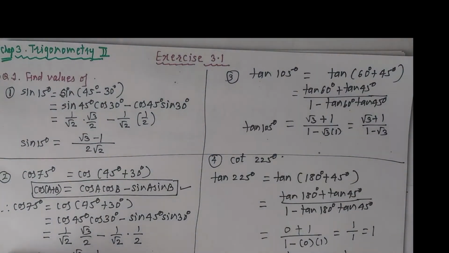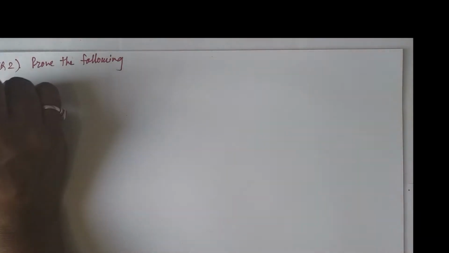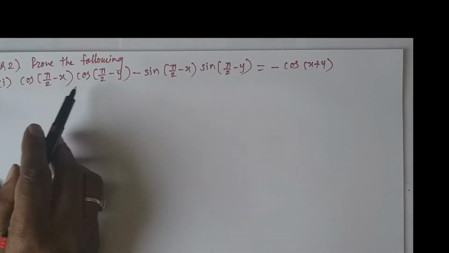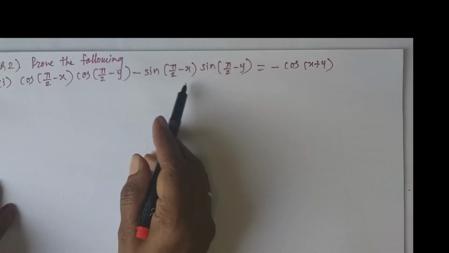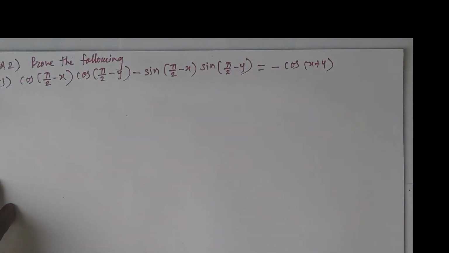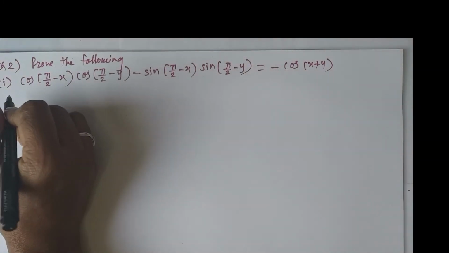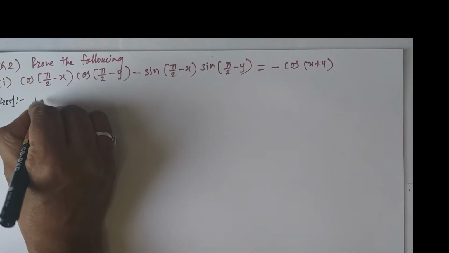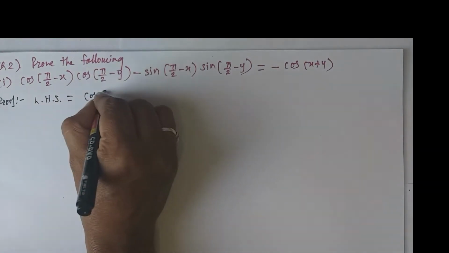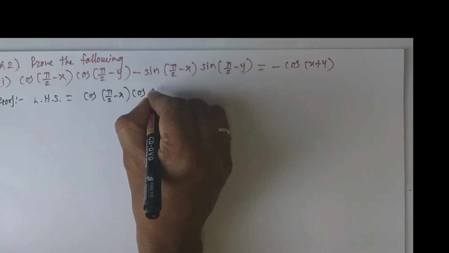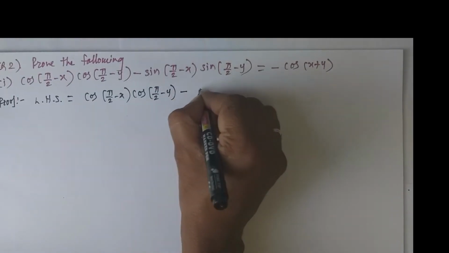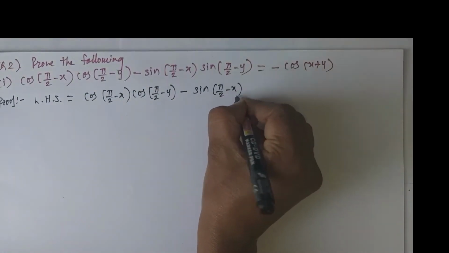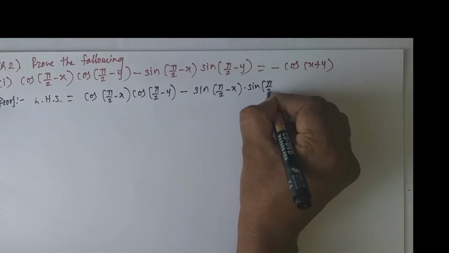Okay, let's see question 2. Question 2 is: prove the following. In that, first is cos(pi/2 - x) cos(pi/2 - y) - sin(pi/2 - x) sin(pi/2 - y) = -cos(x + y). Now, for the proof, in such type of problems, you write down the left hand side as it is: cos(pi/2 - x) cos(pi/2 - y) - sin(pi/2 - x) sin(pi/2 - y).